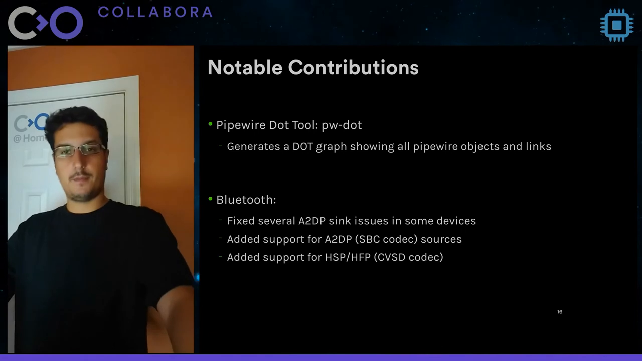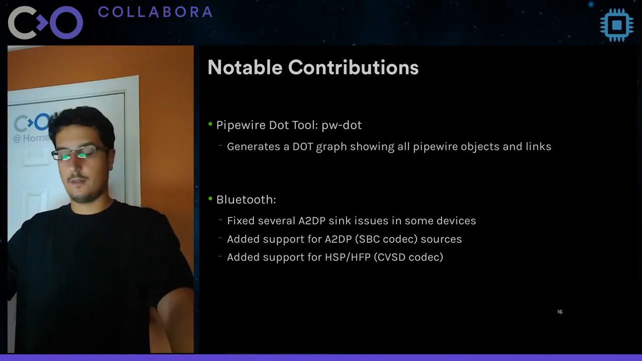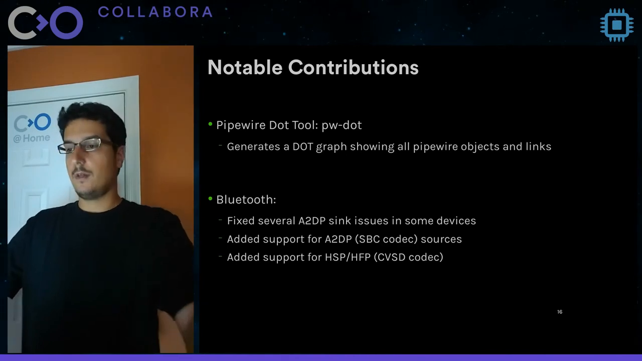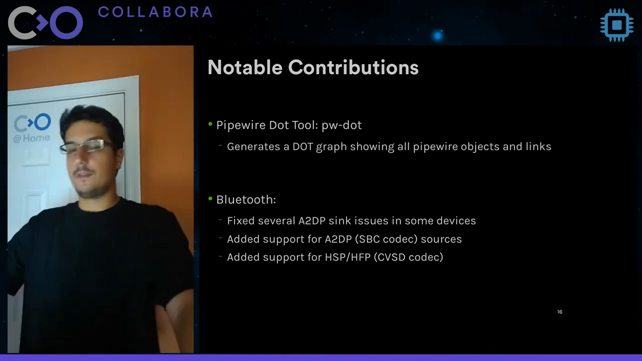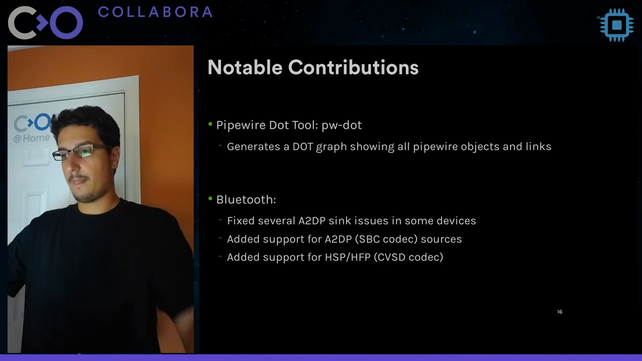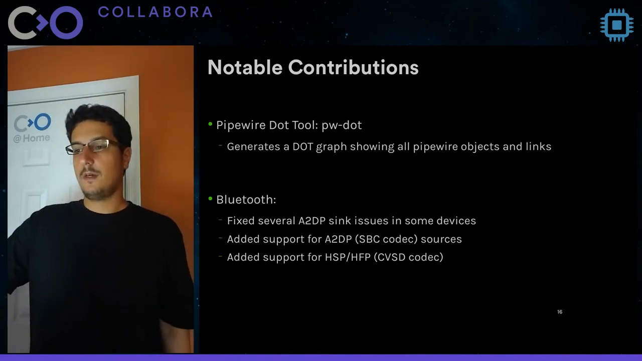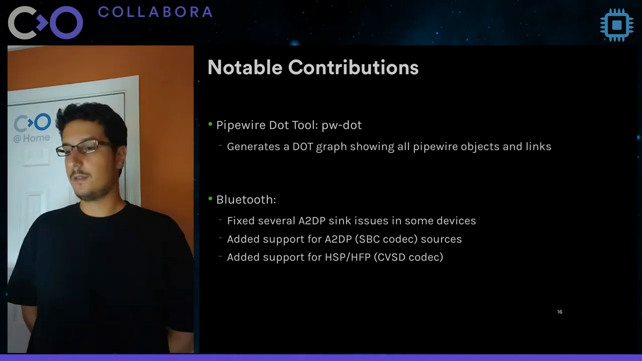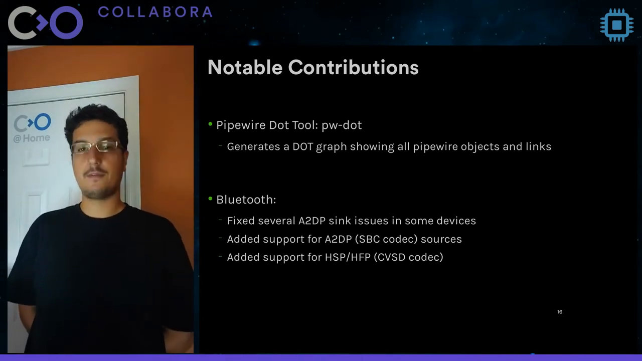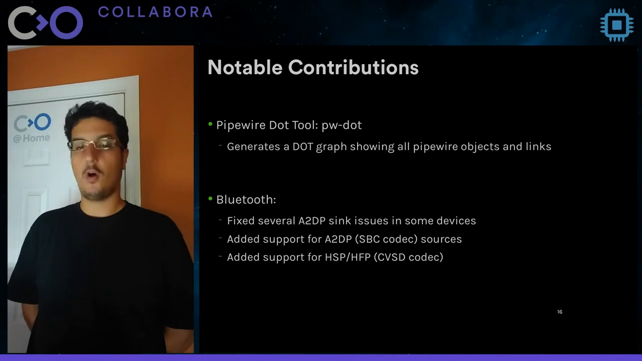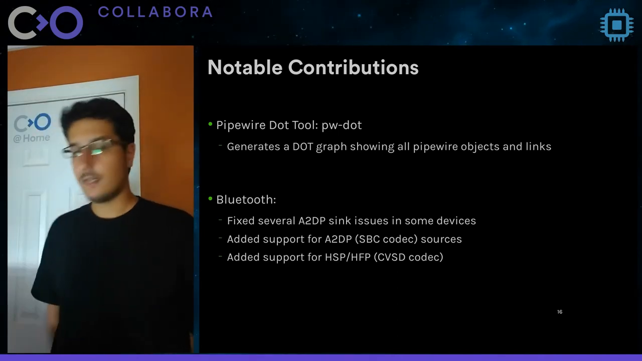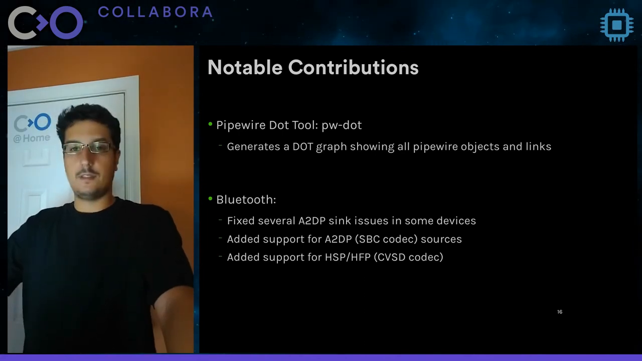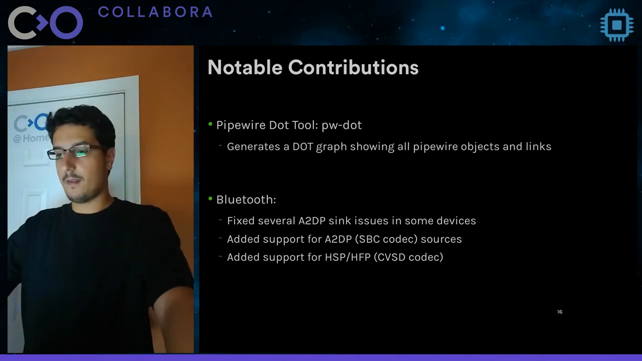Before moving on to the next part, which is explaining how PipeWire can be used for the automotive world, I'd like to mention some contributions I have made in the project. In PipeWire, there is a tool called pipewire-dot that generates a dot graph showing all the PipeWire objects and links, similar to GStreamer, which is very handy for debugging.